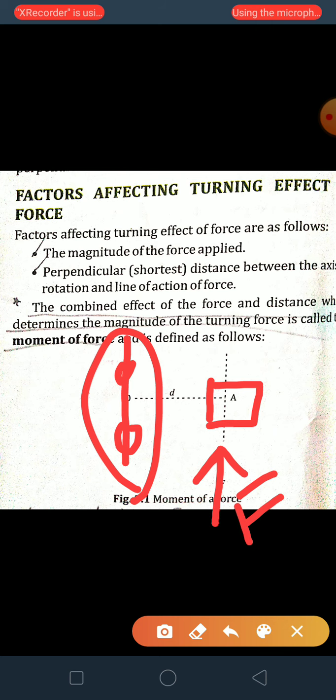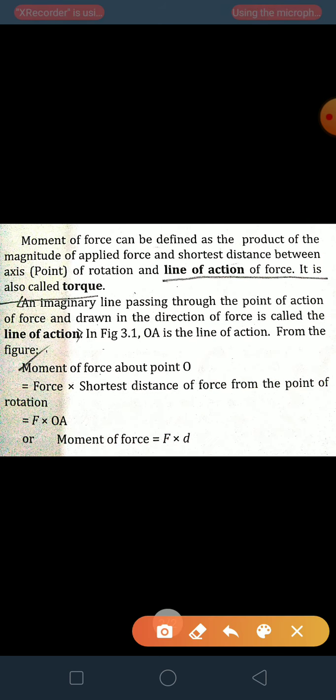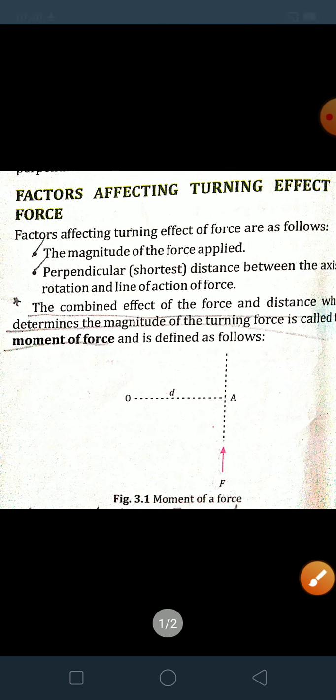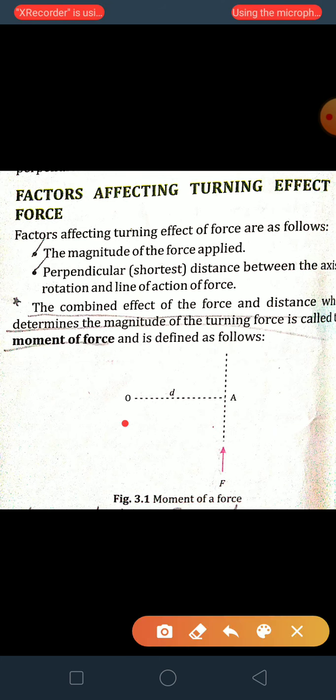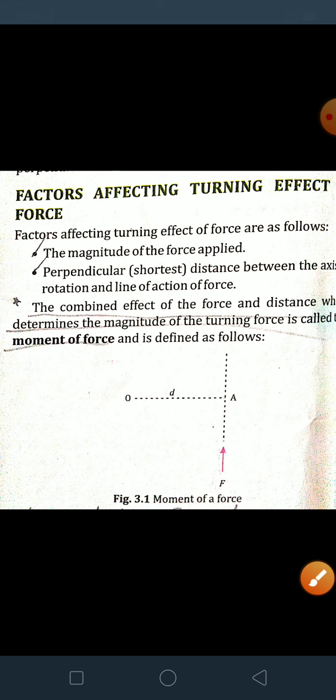Okay, see here it is written that OA is the line of action, but it is not a correct statement. Because OA is our shortest distance of force from the point of rotation. OA is the line from here to here. This is the D, which is the shortest distance from the point of rotation, and this is our line of action of force. Okay children, I hope all of you have understood it.